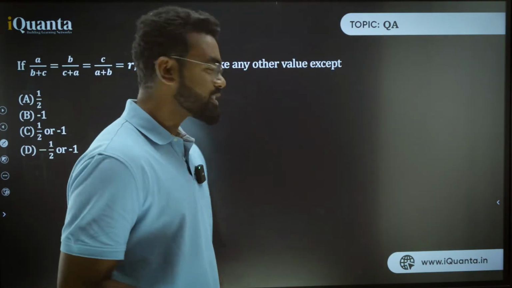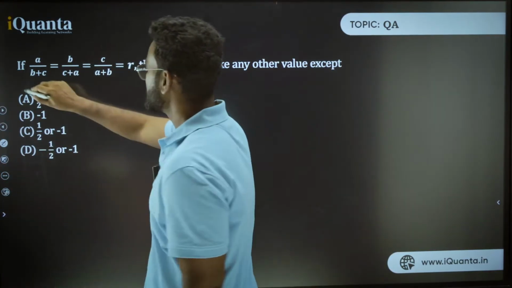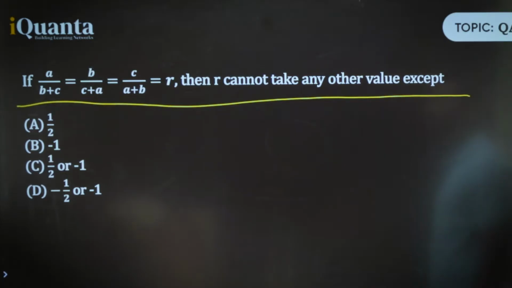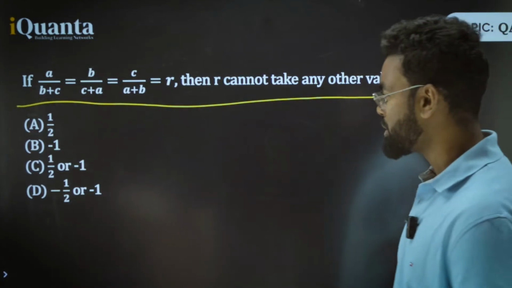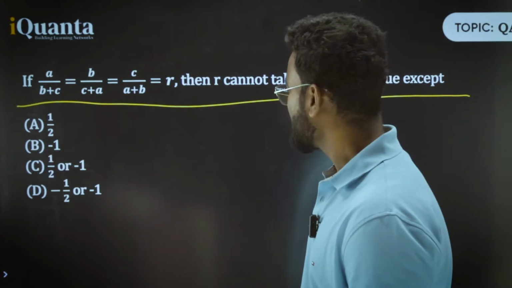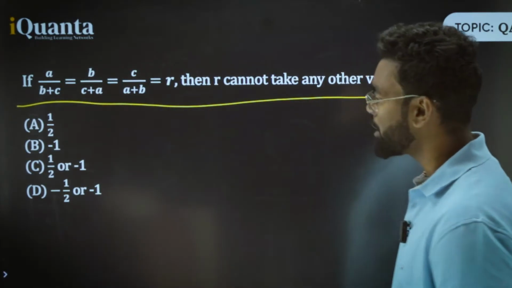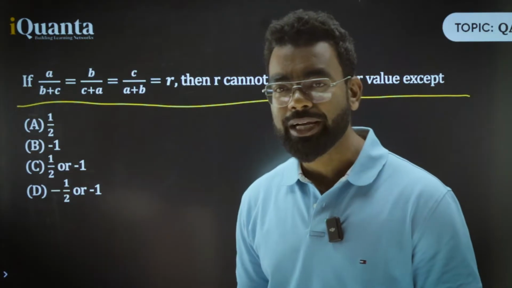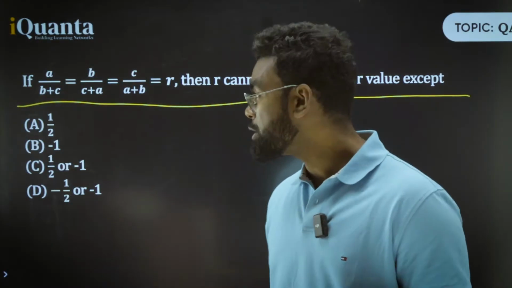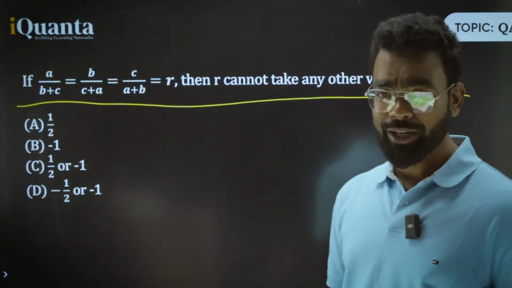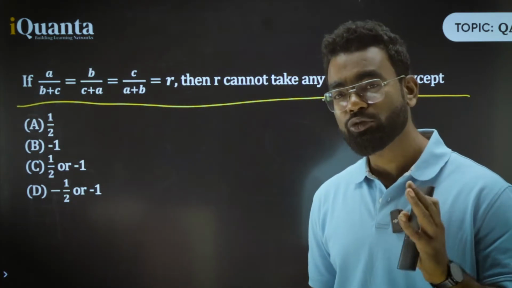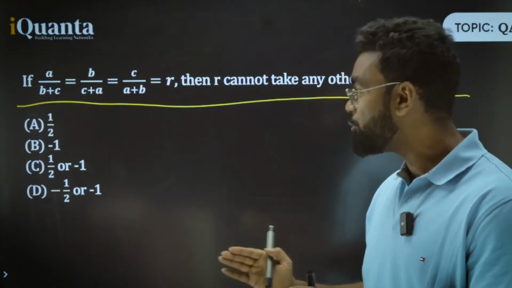Now think about this question. This question is given, you can see this. A upon B plus C is given exactly. A upon B plus C equal to B upon C plus A equal to C upon A plus B equals R. Now I need to find the value of R. So while solving this type of question, the first thing that should come to your mind is that we are going to use properties to solve this question. There are so many other ways it can be solved, but our objective is to use properties, and let's check how we can use them.